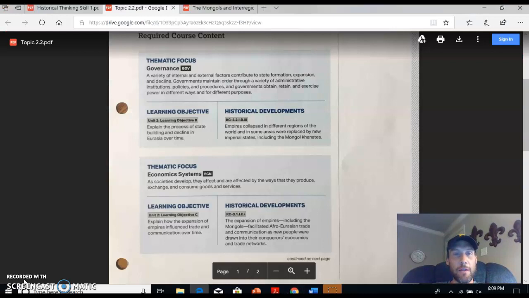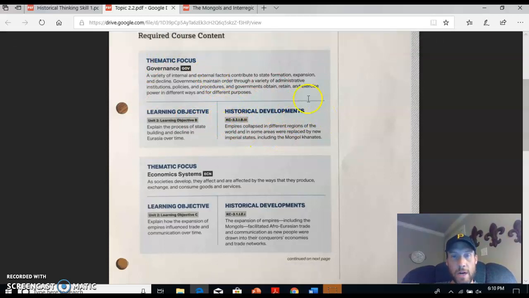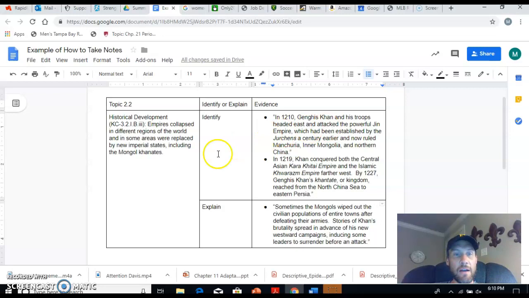So the first thing that I look at is that topic 2.2. And if you take a look, I'm looking at this first thematic focus right here at the top on governance, sorry. And I'm specifically looking at historical developments right here. Empires collapse in different regions of the world, and in some areas were replaced by new imperial states, including the Mongol Khanates.